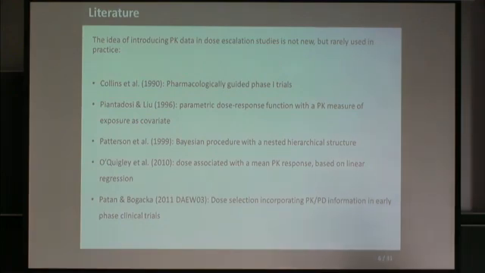Then Patterson and Whitehead that use Bayesian hierarchical structure, and Quigley et al. That is more a bridging study because they want to find a dose which is associated with a mean PK response. It is a bridging because they went from adult data to children data. And then I saw in 2011 a presentation of Barbara on dose selection incorporating PK-PD information, and they use the entire model, so not only the AUC or the Cmax.